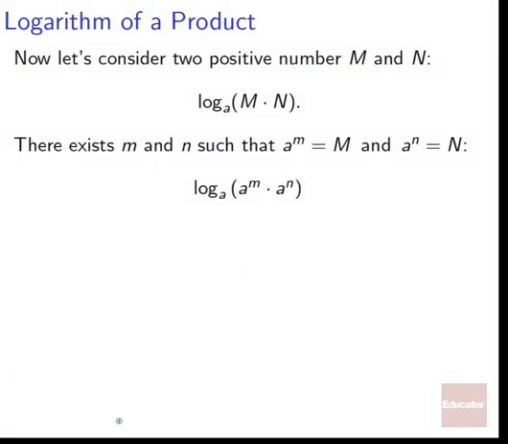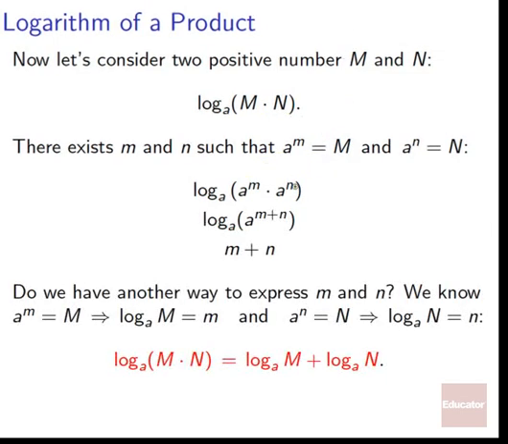Okay, now let's consider two positive numbers, big M and big N. Log a of m times n. So log a of the whole quantity M times N. Now, from our key idea, we know that there exist little m and little n such that we can raise a to the m and we'll get big M, and we raise a to the little n and we get big N, right? So we can swap these things out, and we wind up getting log a of a to the m times a to the n.